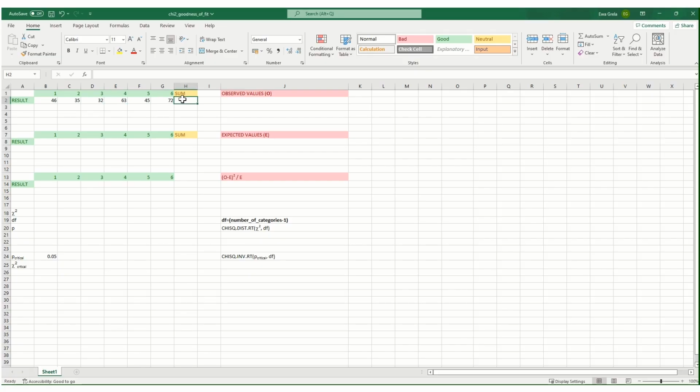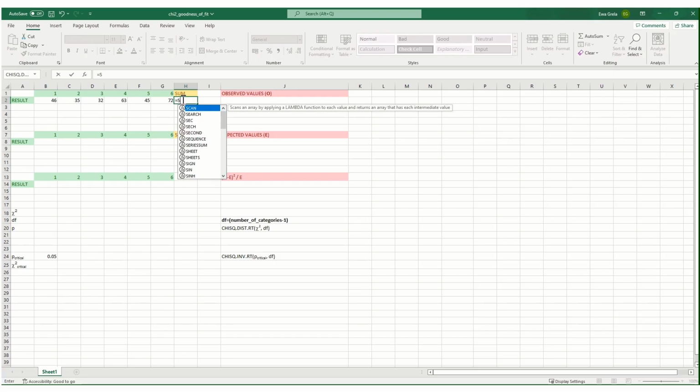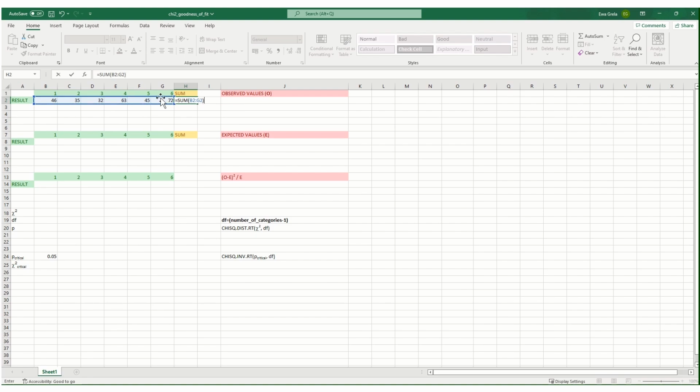Next, we calculate the total number of observed rolls using the Excel function SUM. Now we need to determine the expected frequencies. Since our null hypothesis states that the die is fair, our outcomes should be equally likely. The expected frequency for each face is calculated by dividing the total number of rolls by the number of possible outcomes, 6 in our case.